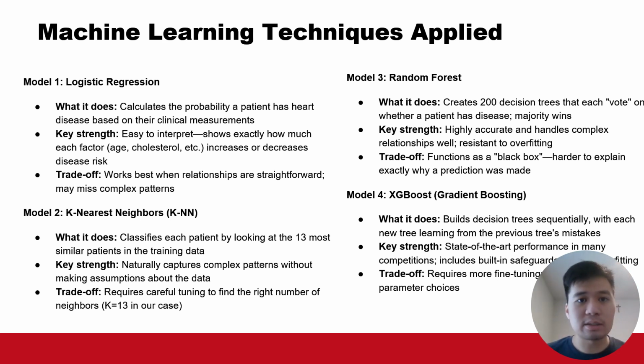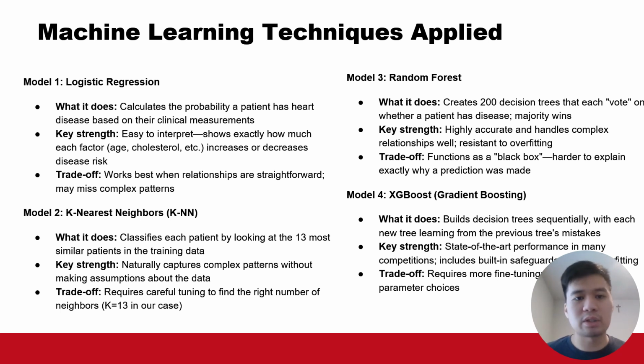Our third model is one of two tree models, which is random forest. This approach creates 200 decision trees that vote on whether a patient has a disease, and the majority wins. The key strength of random forest is that it's highly accurate and it handles complex, non-linear relationships very well. It is also resistant to overfitting because of its ensemble approach. The trade-off, though, is that it functions somewhat of a black box, and it's hard to explain to a doctor exactly why a specific prediction was made.